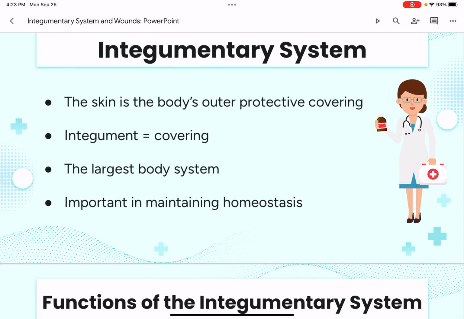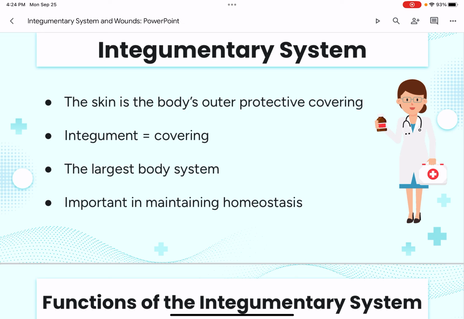Today we're going to discuss the integumentary system. The first couple of slides in this PowerPoint have the combining forms, the prefixes, and the suffixes related to the integumentary system. The integumentary system is the outer boundary of the body. It is the part that is in direct contact with the external environment.